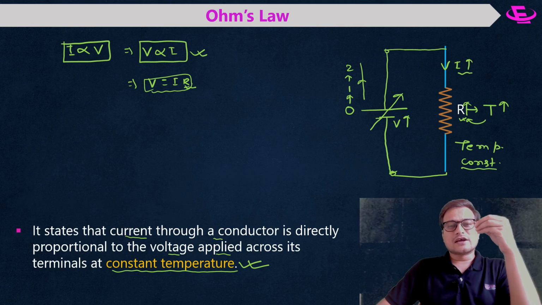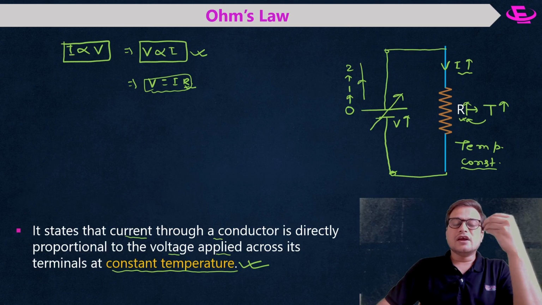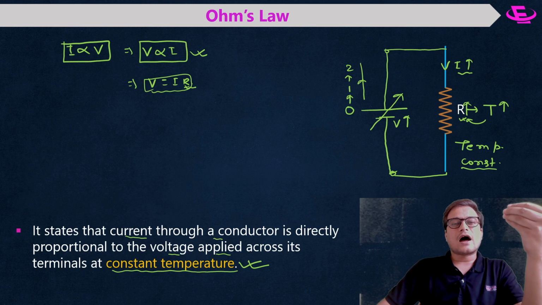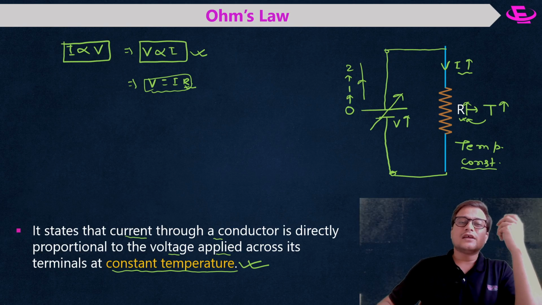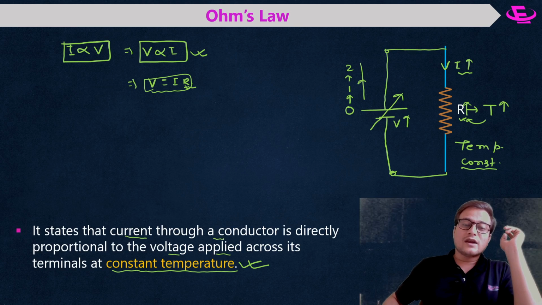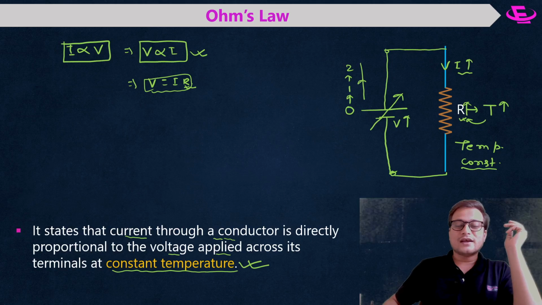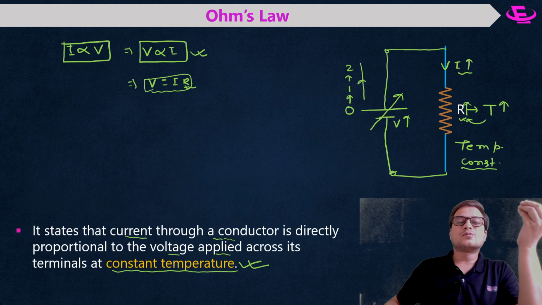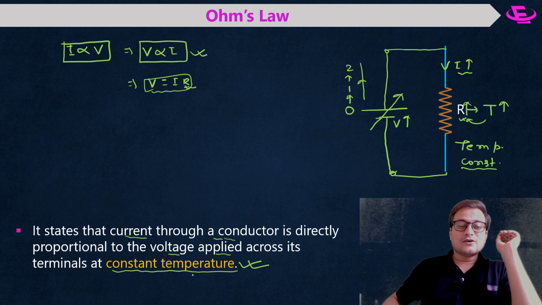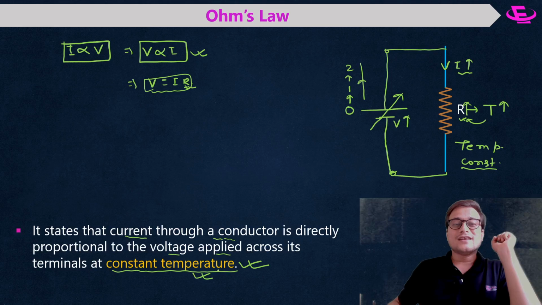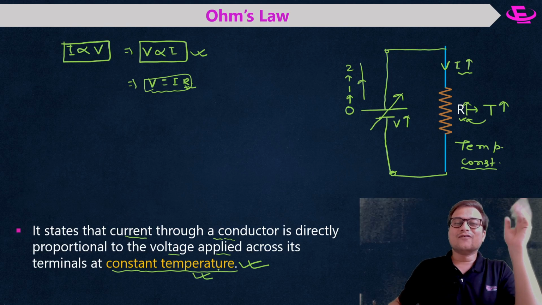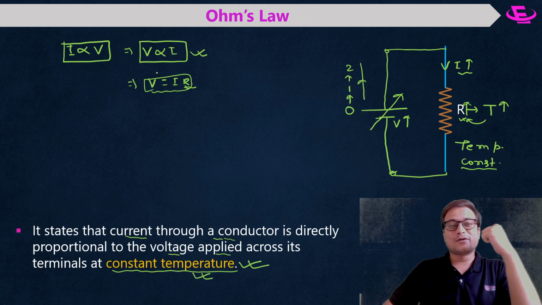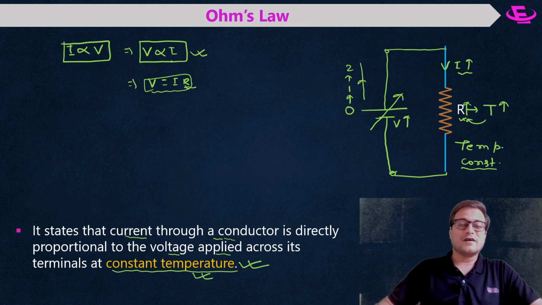So in your exam viva, lab viva, or in interviews also, the interviewer asks this question: what is Ohm's law? They know that you will definitely answer whether I is proportional to V or V proportional to I. But they want to listen to this term, constant temperature. If you don't tell that temperature is constant, they won't give you marks. I was also doing the same thing in laboratories when I was taking viva.